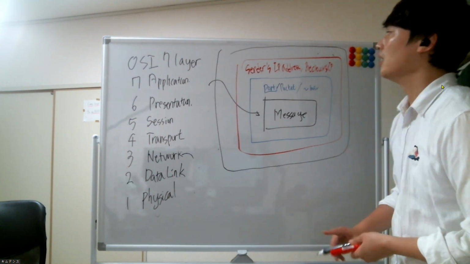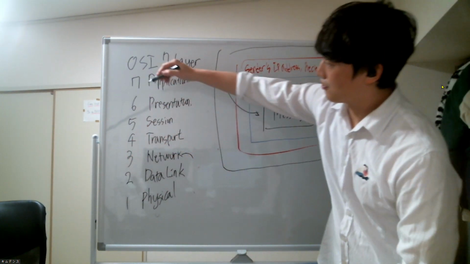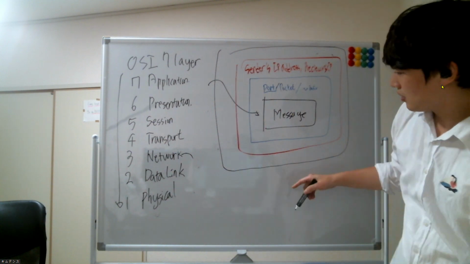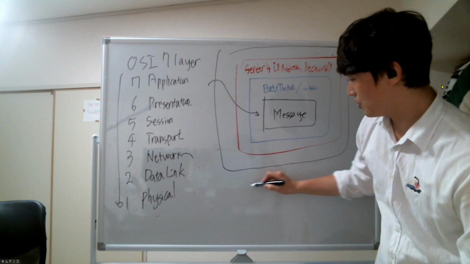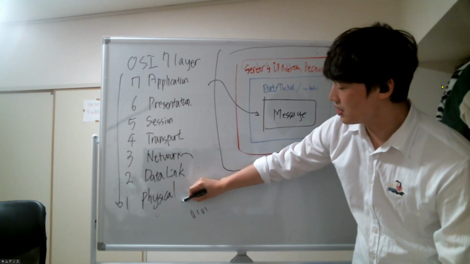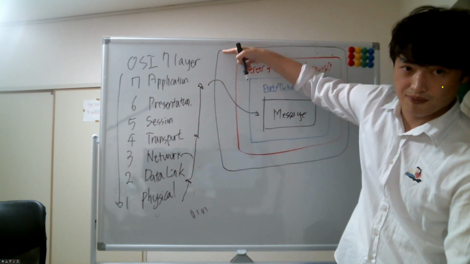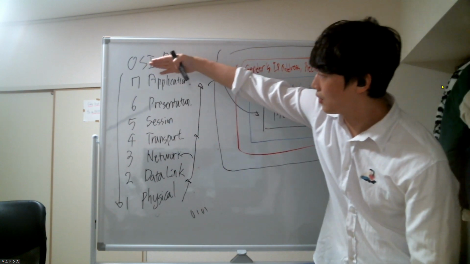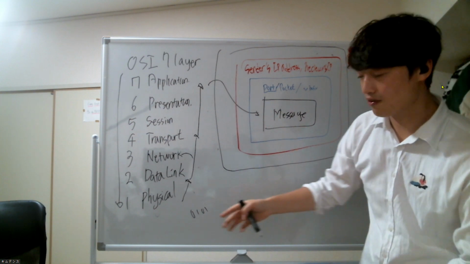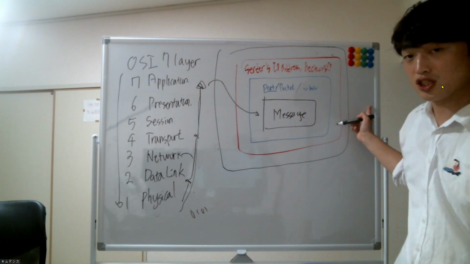This packet goes to the other computer from here to here, and the receiver gets the packets as 0101, then decapsulates the data, makes a packet, and it goes in the reverse way. So the sender sends, data flows like this, and the receiver gets the data from the LAN cable, and the data goes like this and becomes a message.